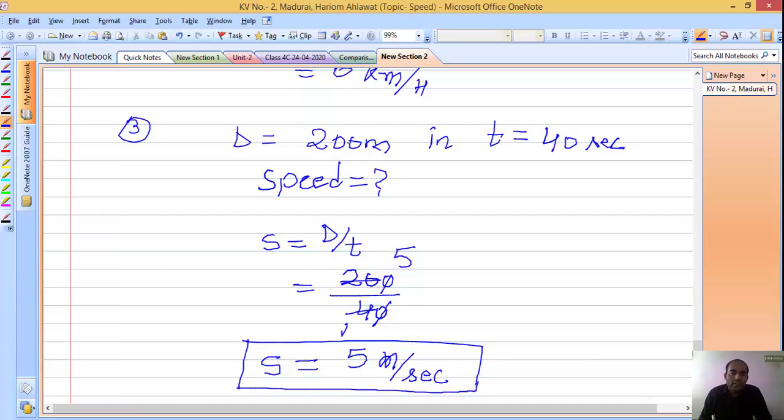If distance is in kilometer, then kilometer will come here. If distance is in meter, so meter will come here. If time is in hours, then hour will come here. If time is in seconds, then second will come here. So now you know the two units of speed, kilometer per hour and meter per second. Okay, good. Let's take one more example.